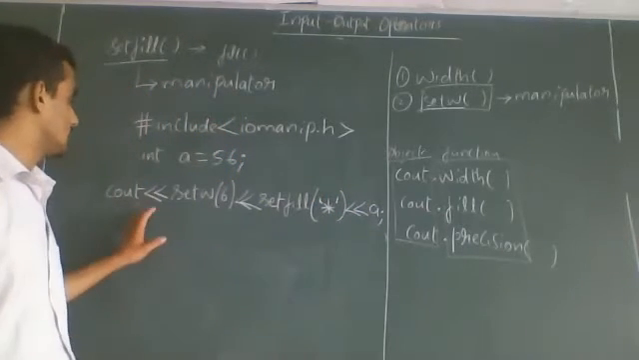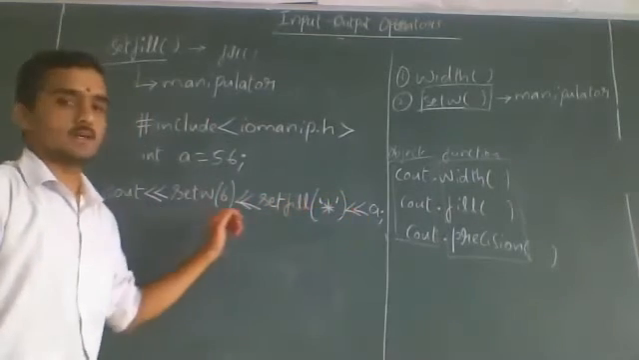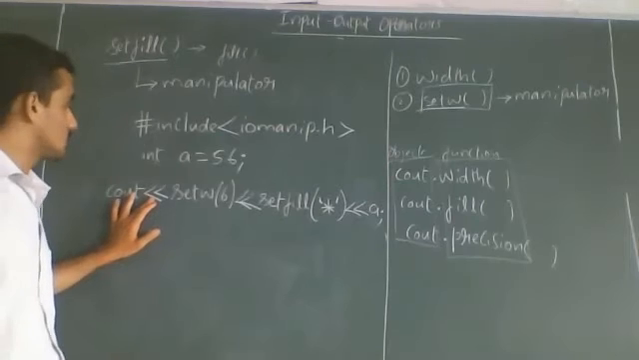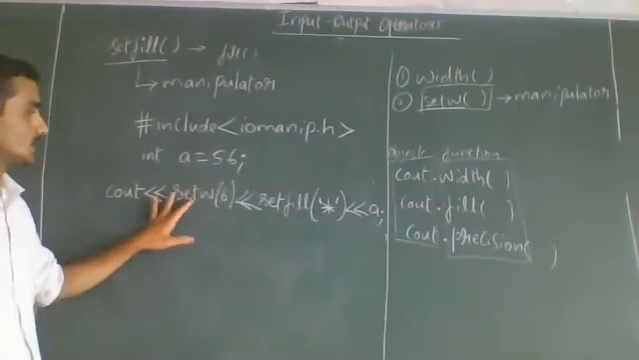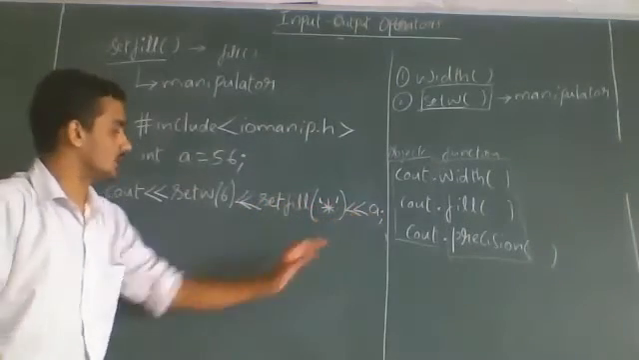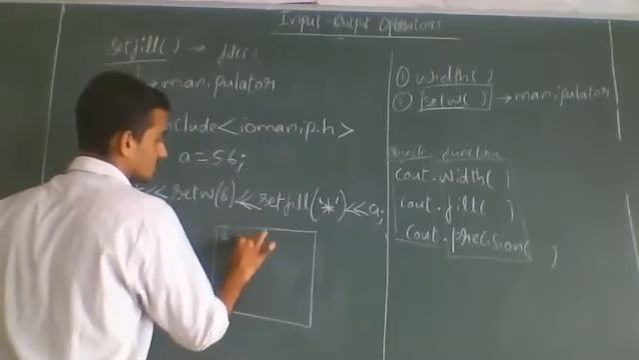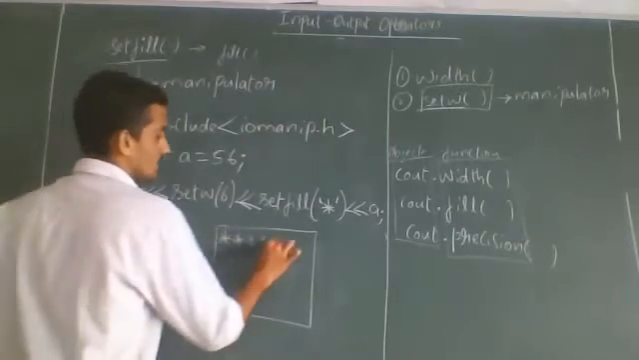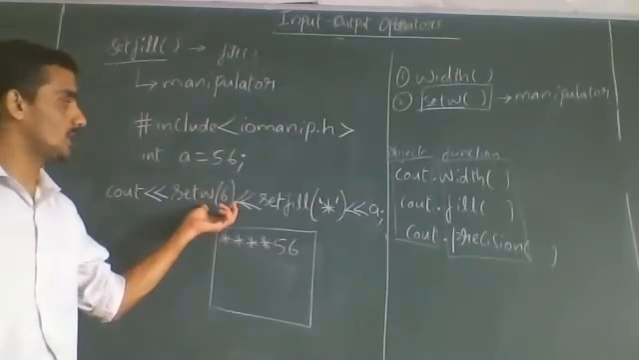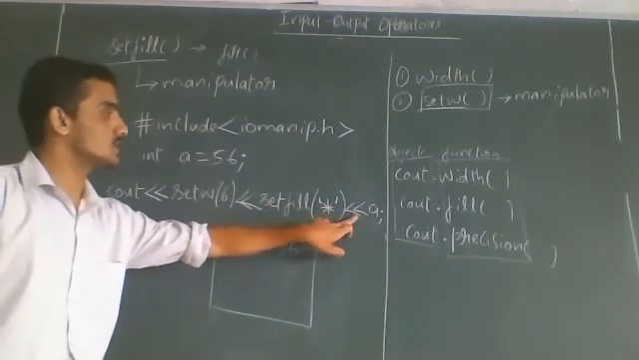I hope people are getting it. setw of 6, setfill of star, a. When you write in this way, see cout, the insertion operator, or you can call it the output operator, setw of 6, insertion operator, setfill of star, insertion operator, a. So the output will be the same, that is, 4 empty spaces filled by the star symbol, then 56. I hope people got it. So 3 cout statements we can combine into one: cout, insertion operator, setw of 6, insertion operator, setfill of star, insertion operator, a.